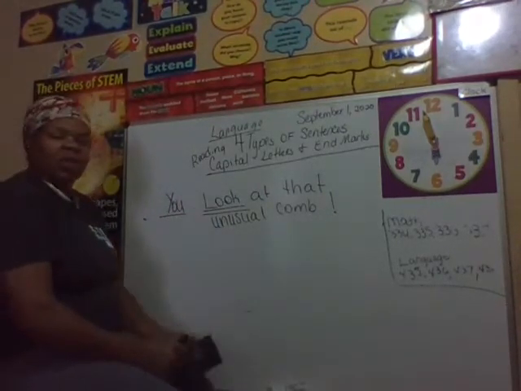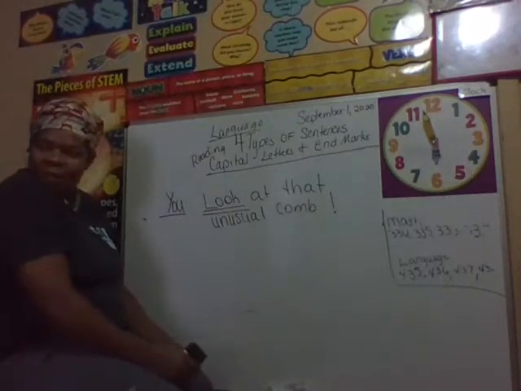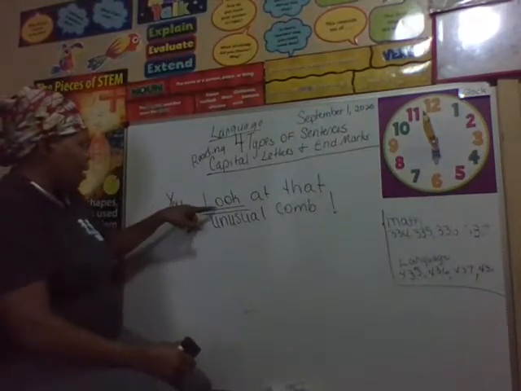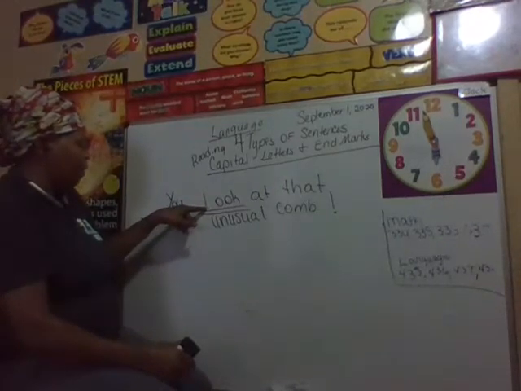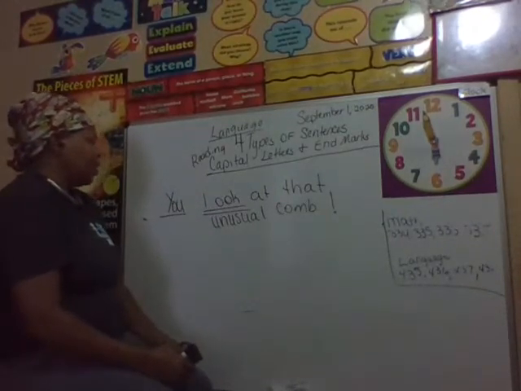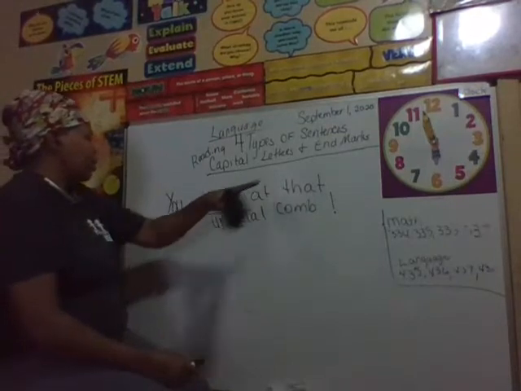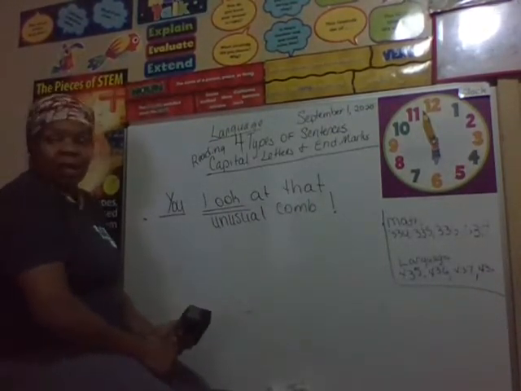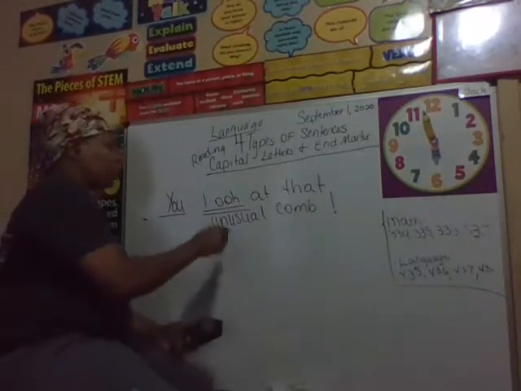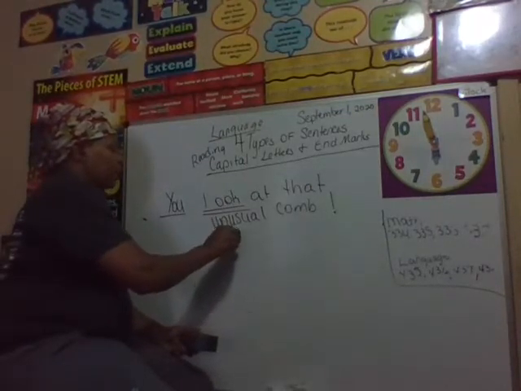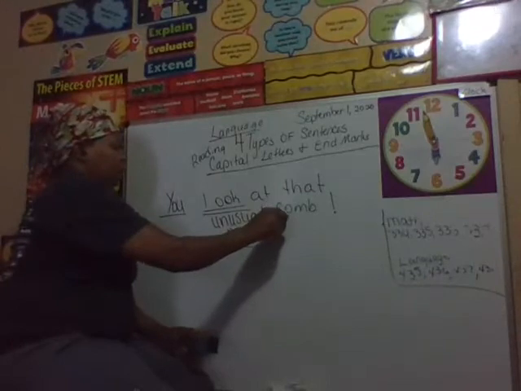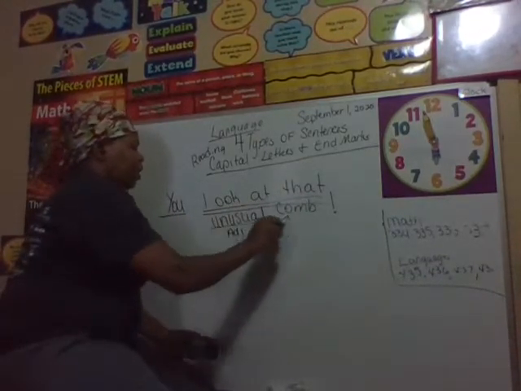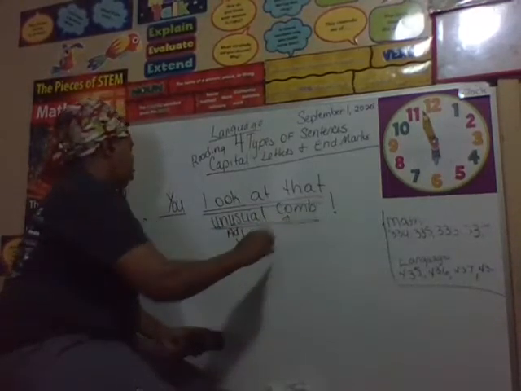And what would we have to do to look? You gotta erase the bottom of the L and put a lowercase letter. All right. Very good. Now, you look at that unusual comb. The adjective here is unusual. And the predicate is look at that unusual comb. Awesome.